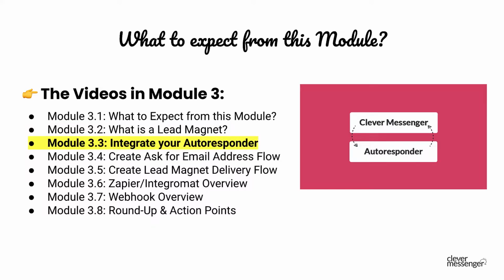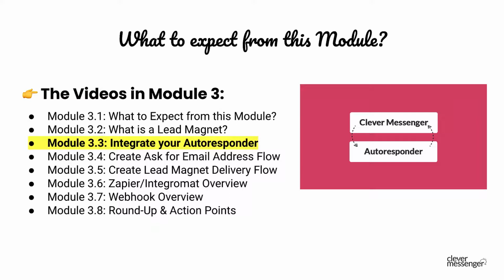Then the third video in the module is where we are going to integrate an autoresponder. In this example, we are going to use ActiveCampaign, the autoresponder we use. However, if you have another autoresponder, you can simply integrate that with Clever Messenger as well. Whether that is through any of the native integrations, Zapier, Integromat, or webhooks, we are going to cover everything right here. Integrating your autoresponder, this module will cover the native integration.